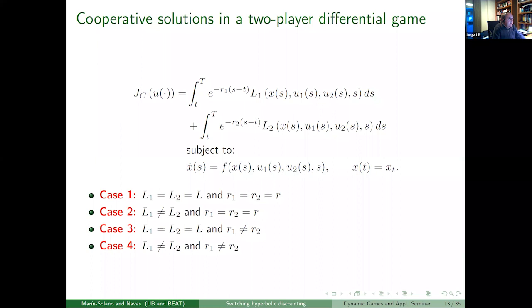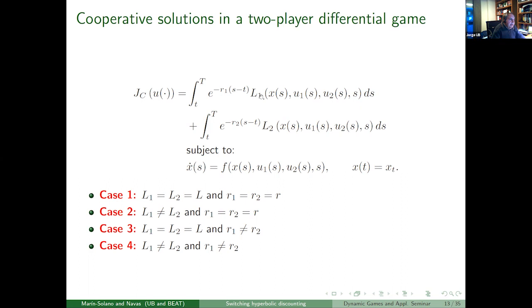Imagine that we look for the cooperative solution of a differential game with two agents, agent one and agent two. So we look for the sum of both the functional objectives, okay? And we look for possible asymmetries between the agents. It can be an asymmetry in the instantaneous payoff function and an asymmetry in the rate of temporal preference that each agent applies to discount the corresponding payoff functions. So in the particular case that R1 is equal to R2, the aggregate cooperative problem collapses into a standard optimal control problem, so there's no problem in computing the solution.